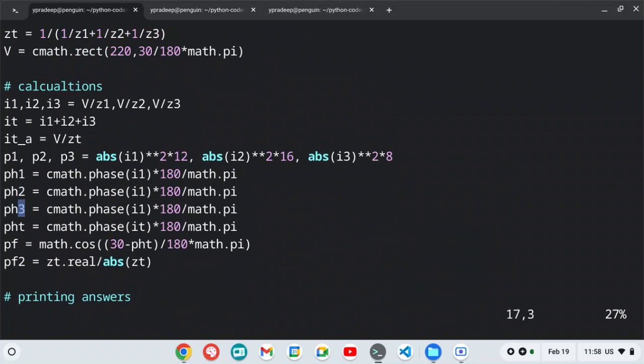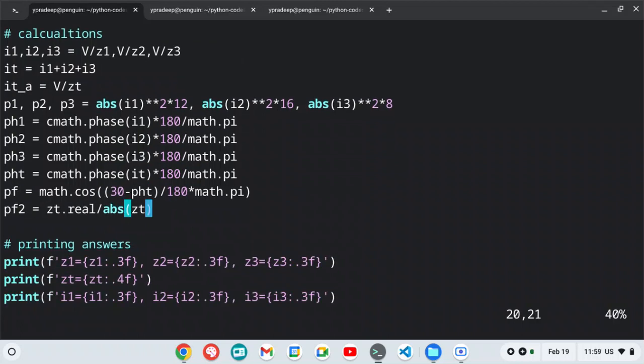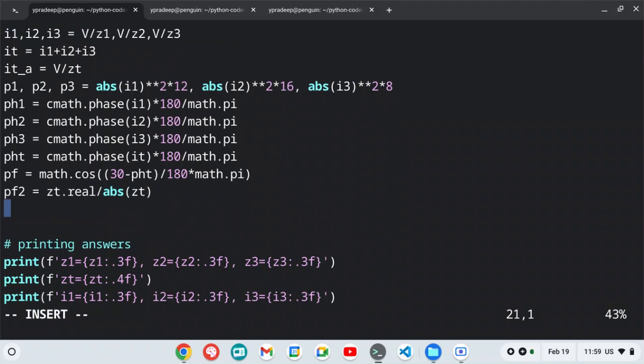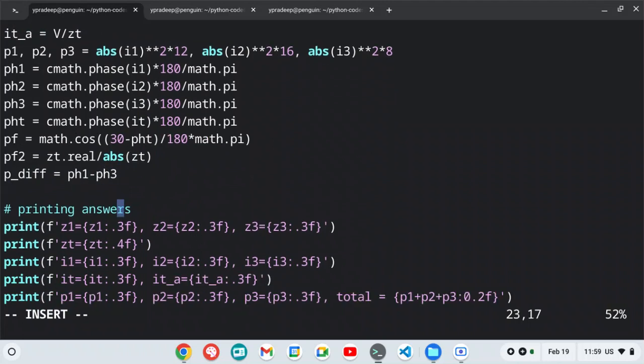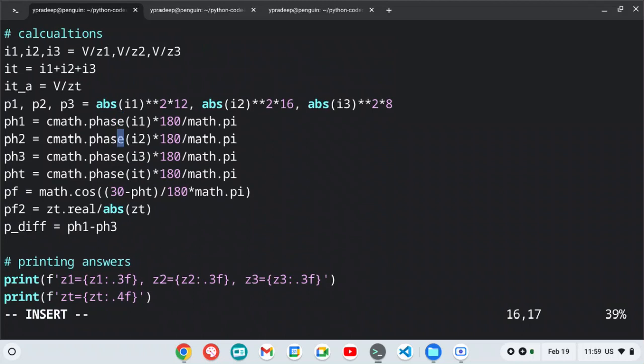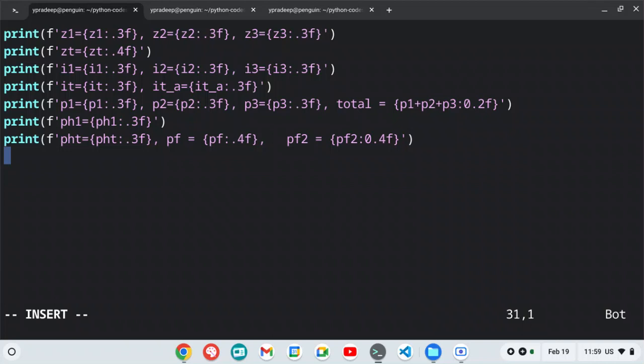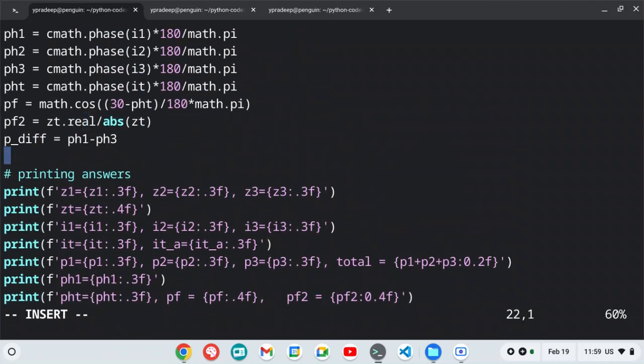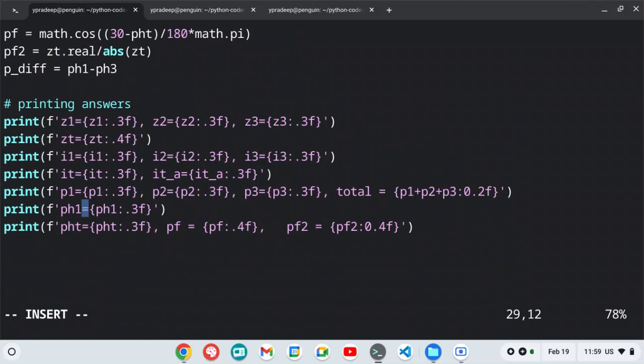Phi 2, phi 3. So these are basically the phases of three currents. Now I want the phase difference. So I'll say P_diff equal to between 1 and 3, right? I'll just simply take 1 minus 3 because only the difference is asked, so I don't mind the sign of this. Okay, so here I will print that P_diff, which is the question. So here itself I'll insert it.